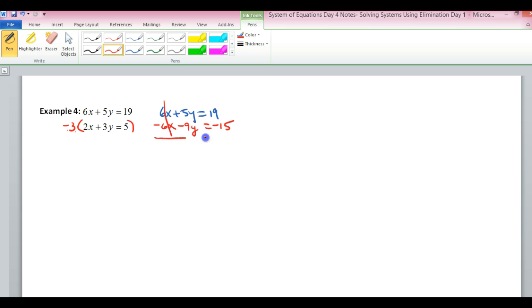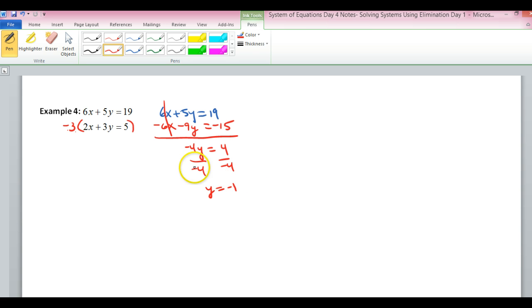Now look what happens. If I add the x's vertically, they eliminate. Now 5y minus 9y is negative 4y. 19 minus 15 is 4. And when I divide by negative 4, y is equal to negative 1.